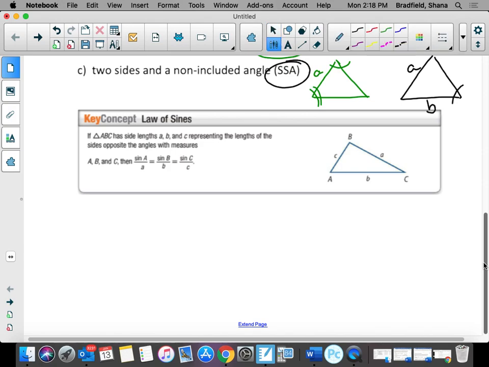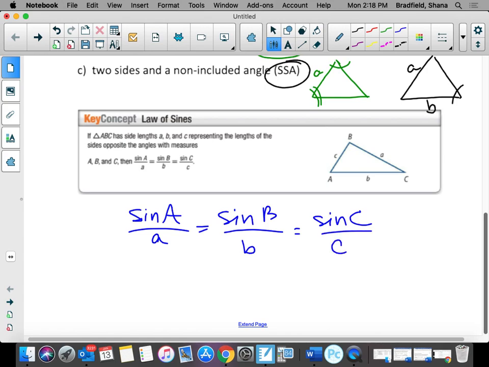The law of sines says this: the sine of angle A over side A is equal to the sine of angle B over side B, which equals the sine of angle C over side C. In our triangle here just above that, you can see how it's labeled. We have triangle ABC, and side A is directly across from angle A. Side B is directly across from angle B, and side C is directly across from angle C. And so we always label angles and corresponding sides that are opposite each other.